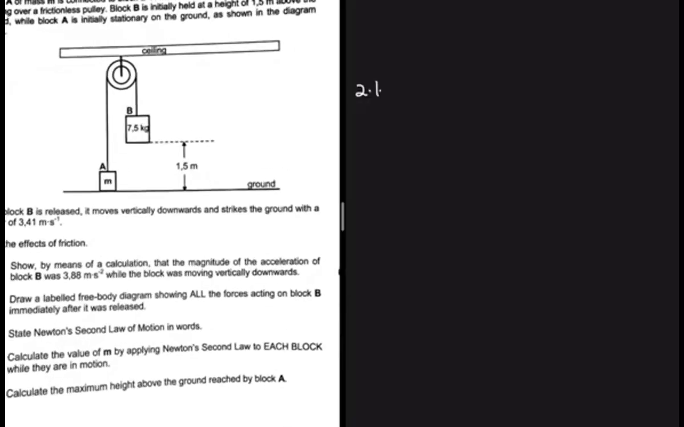So 2.1, the question is saying let's show by means of calculation that the magnitude of the acceleration of block B was 3.88 meters per second squared while the block was moving vertically downwards. So let's go ahead and read our question statement so that we can see what is going on. When block B is released, it moves vertically downwards and strikes the ground with a velocity of 3.41 meters per second.